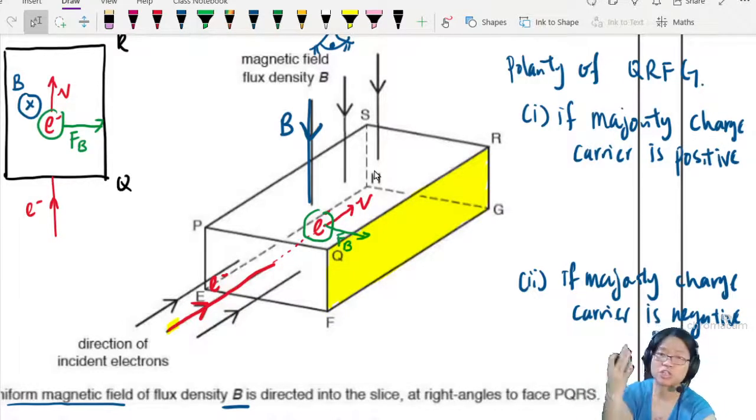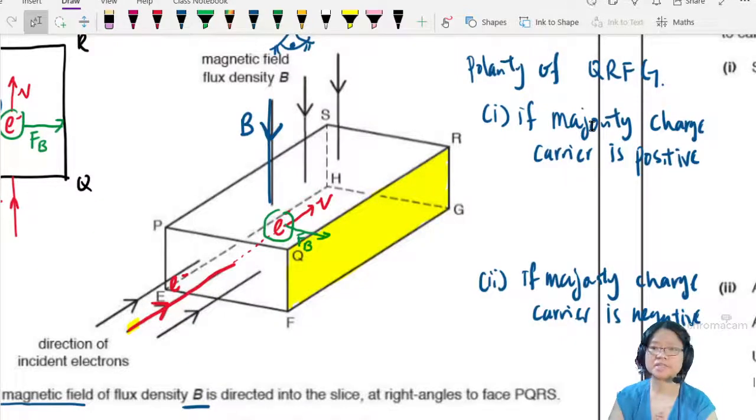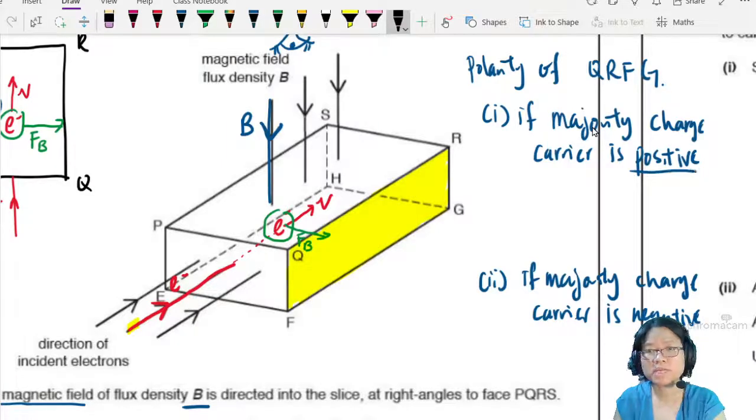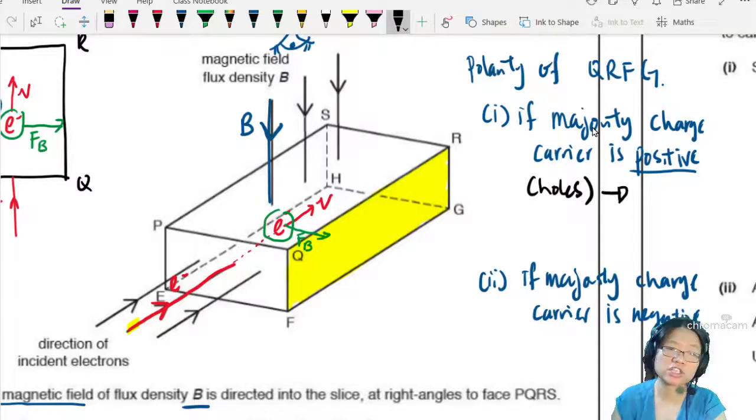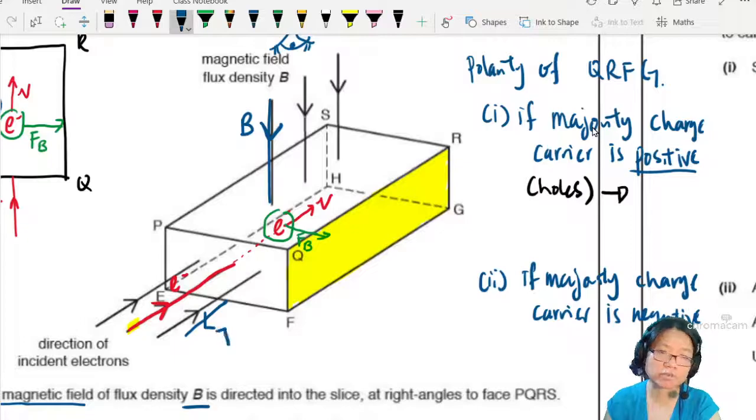So if the majority charge carrier is positive, i.e. this is a P-type semiconductor, where positive simply means holes, the direction of FB is still the same. You know why? Because we didn't change the direction of current. The direction of current will still go against the direction of electron. This is still the direction of current. So if the majority charge carrier is positive, the force FB on holes is still in the same direction. So the polarity of QRFG is positive.